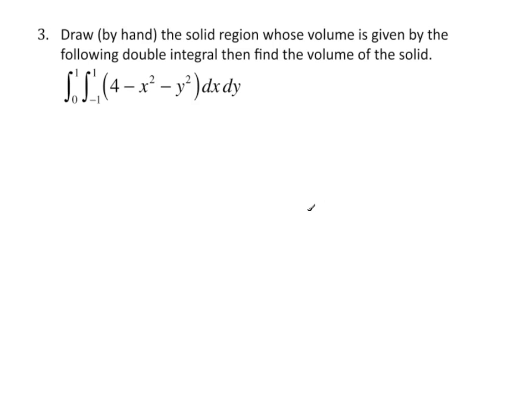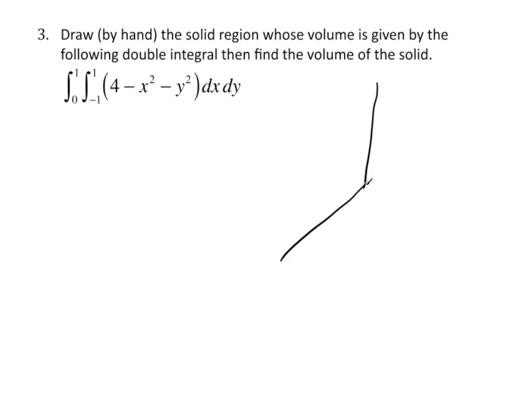I want to draw by hand the solid region whose volume is given by the following double integral, then find the volume of the solid. So I need to figure out what this looks like and draw it by hand. Doing these graphs by hand is probably one of the toughest things that you'll be doing. It's not easy to do. So obviously this is a three-dimensional something.